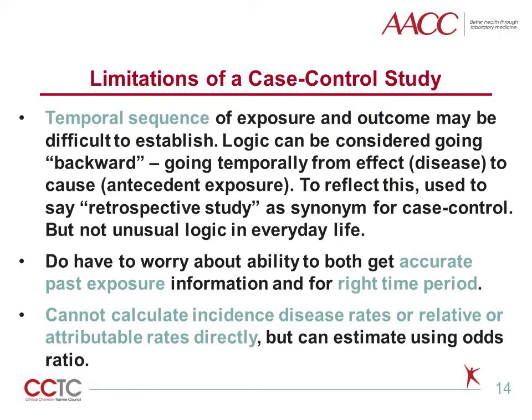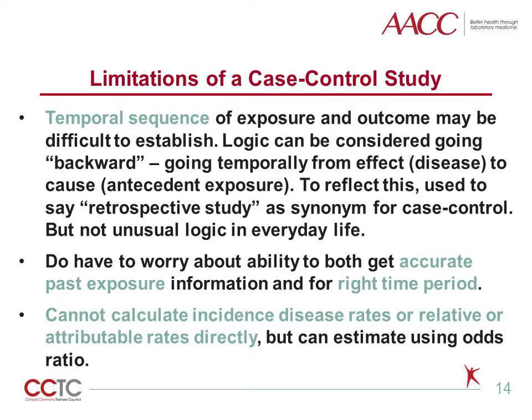And the other thing that's a little bit tough about a case control study is that the temporal sequence of the exposure and the outcome may be difficult to establish. The logic is fine. Some people say it seems a little artificial. You're going backward. So you have the outcome and now you're trying to figure out what the exposure must have been. But that's not an unusual logic in everyday life, to look at something that happens and go back and try to figure out what must have caused it.